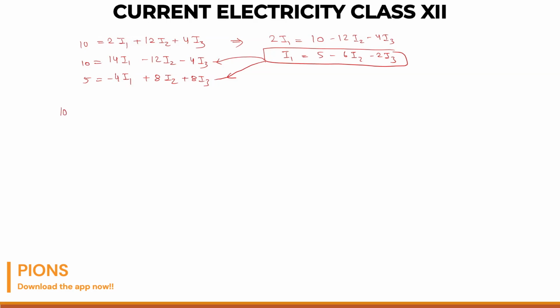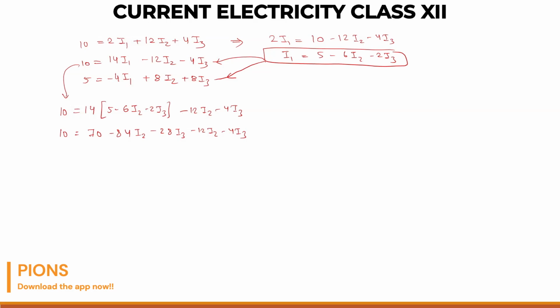So 10 equals 14 into I1. I1 is 5 minus 6i2 minus 2i3, correct? Minus 12i2 minus 4i3. From where did we get this? From this equation we got it. So let's simplify it a little bit. So 10 equals 14 into 5, 5 fours are 20, 70, minus 6 fours are 24, 84i2, and 14 twos are 28i3, minus 12i2 minus 4i3, correct?